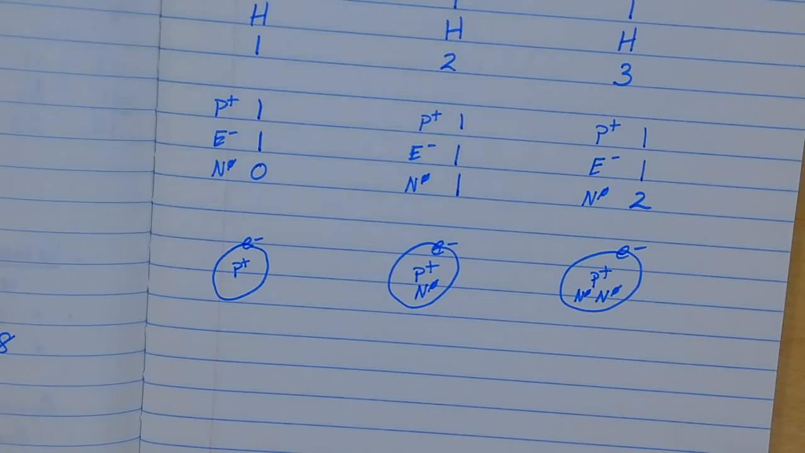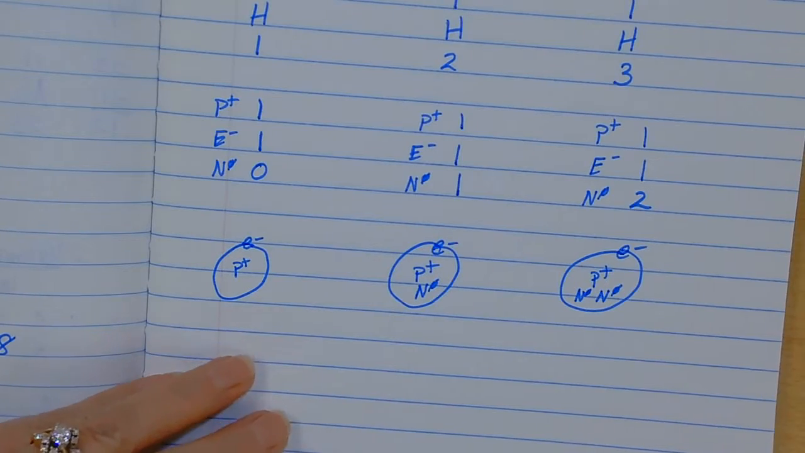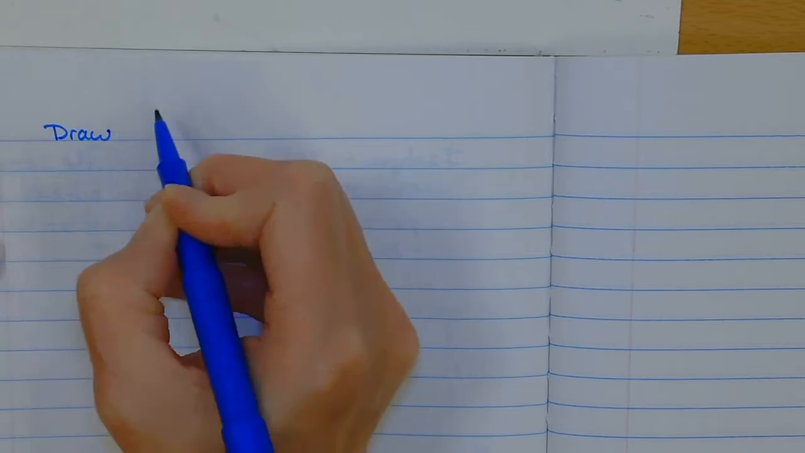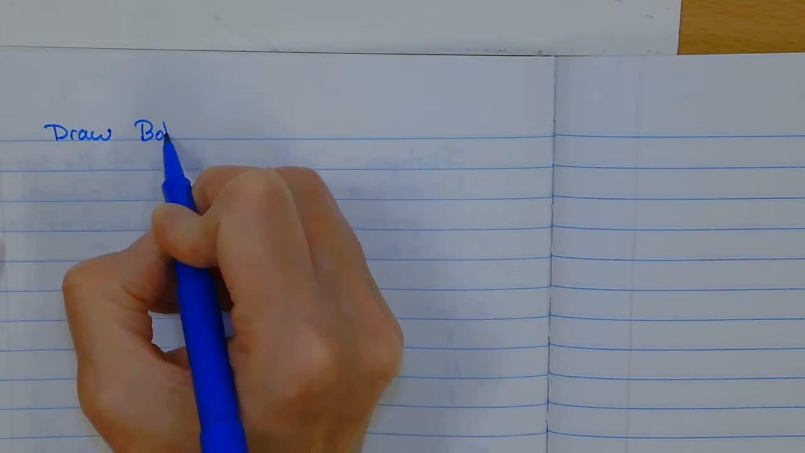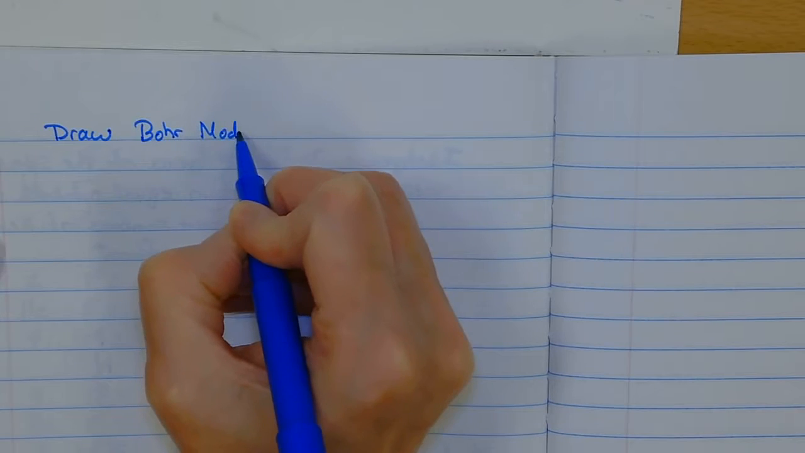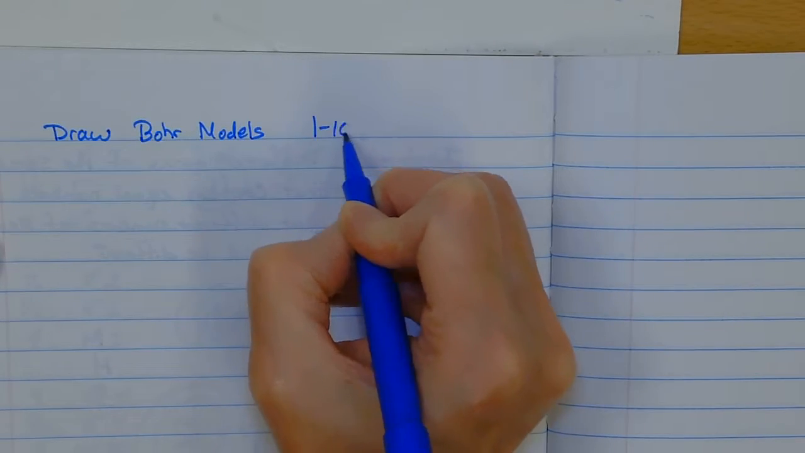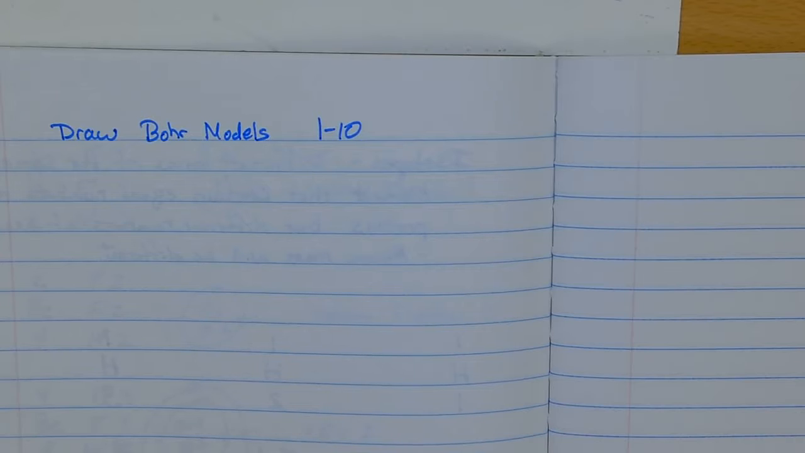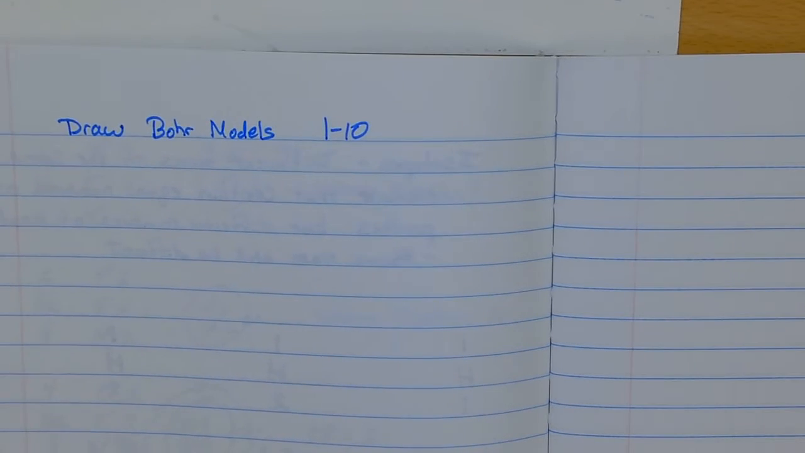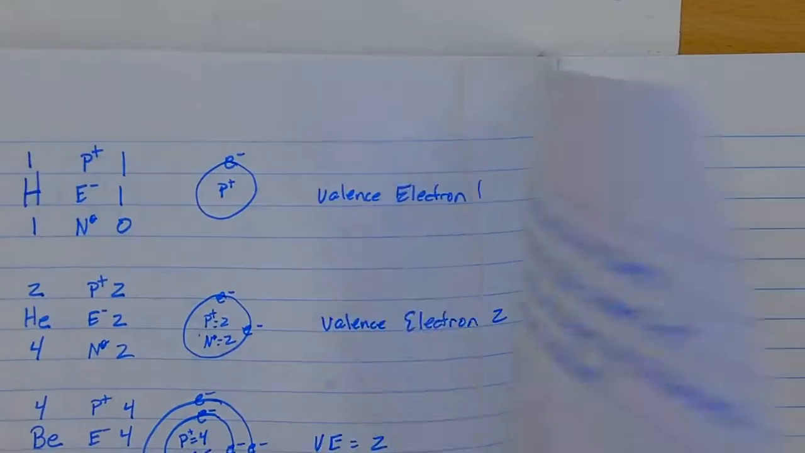Now, what I want you to do, this is your assignment. I want you to draw the Bohr models, and we've done a few. That doesn't mean you can skip them just because we've done them. Draw the Bohr models 1 through 10. That's it, just the first 10. That's all you have to do. I could do 1 through 15, but I'm just going to do 1 through 10.